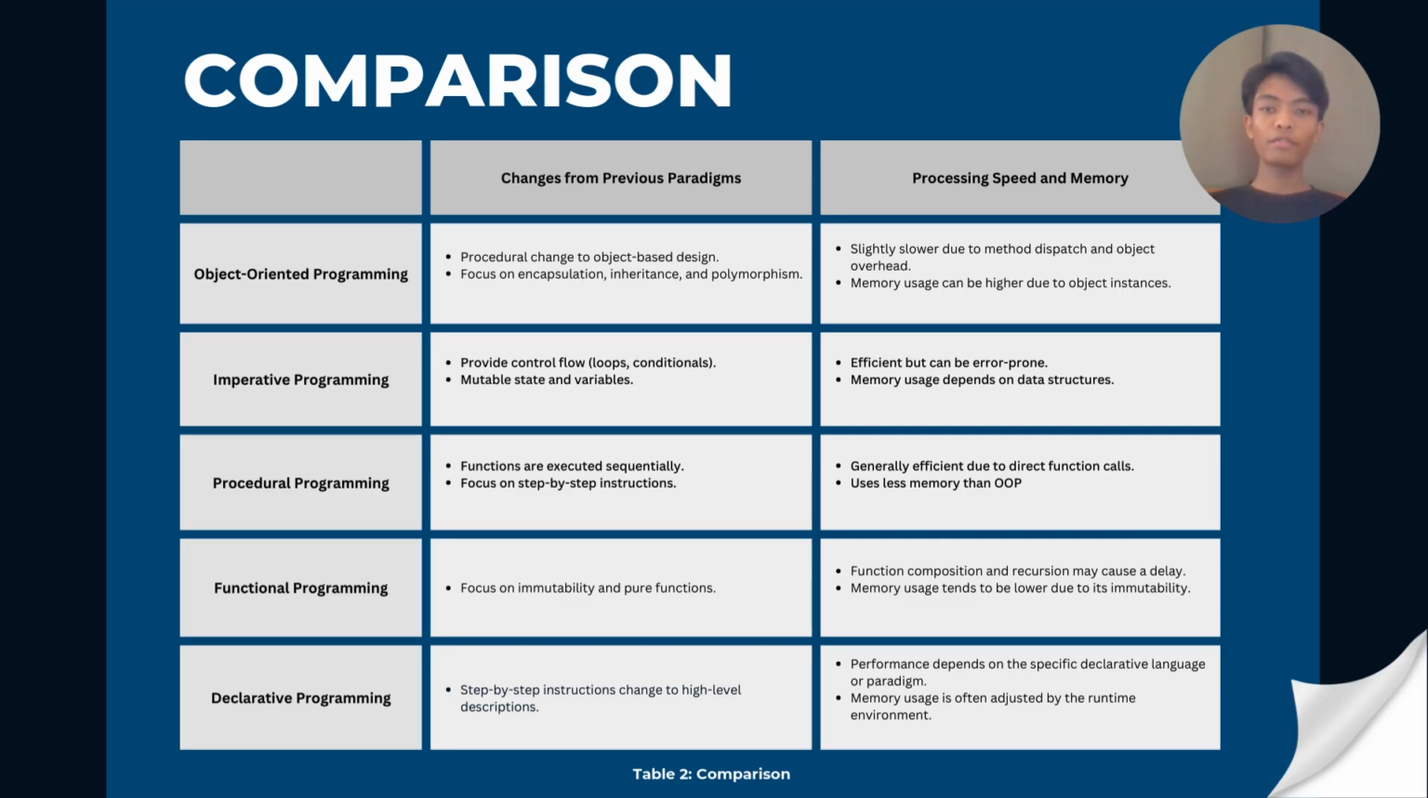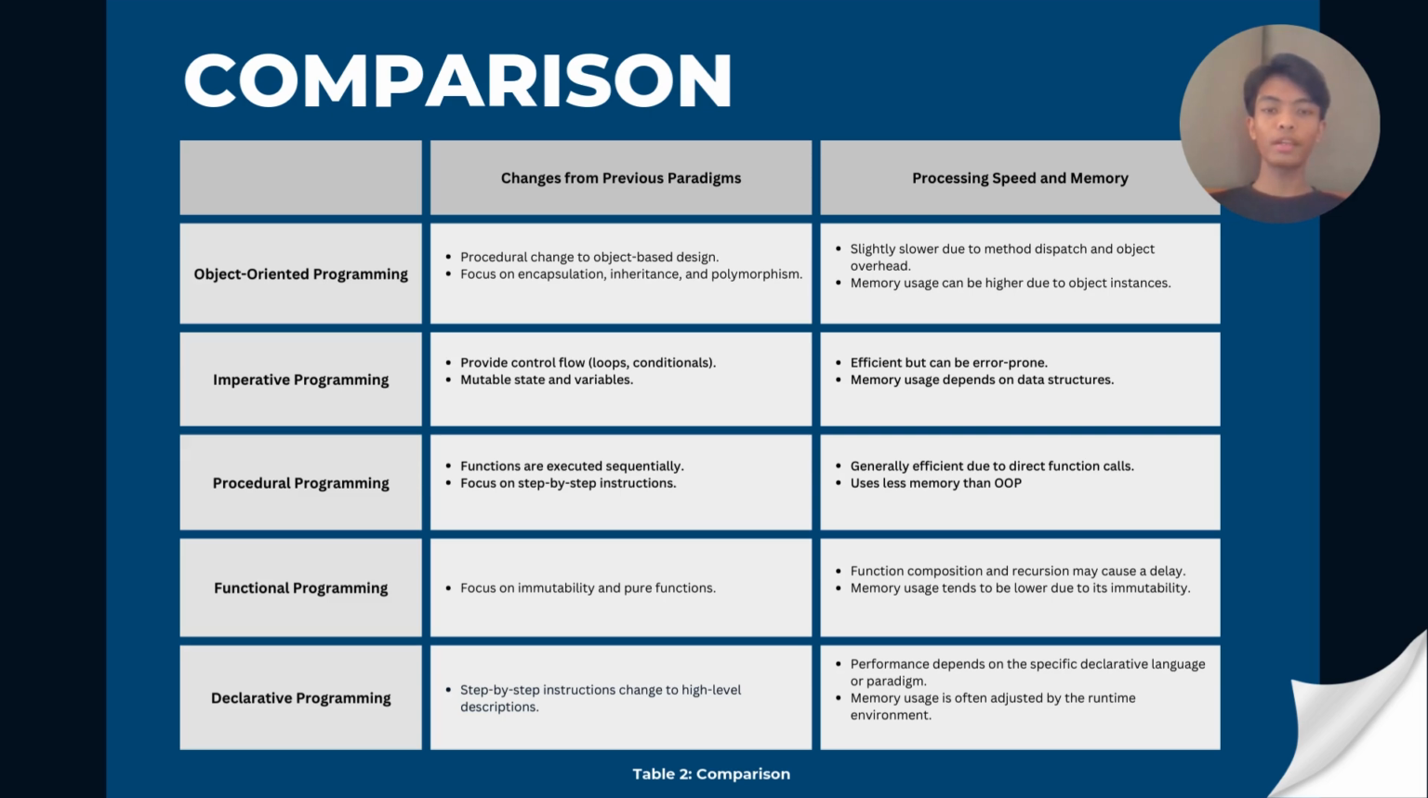We will be comparing 5 different programming paradigms, each with its own change from previous paradigms and characteristics related to processing speed and memory. The first one is object-oriented programming (OOP), which marks a transition from procedural approach to object-based design, emphasizing encapsulation, inheritance, and polymorphism. Although it introduces some overhead in processing speed due to method dispatch and object management, it typically consumes more memory because of object instances.